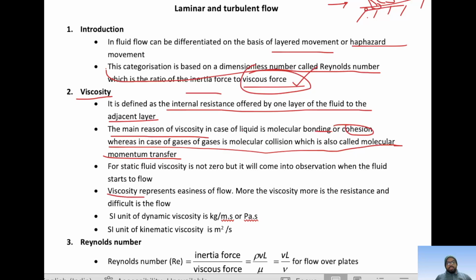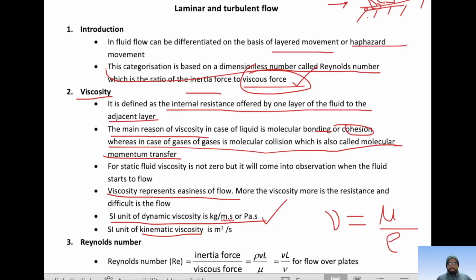Now, viscosity represents the easiness of flow, how easy a flow is. The more the viscosity, the more the resistance, and the more difficult the flow. The basic relation we should remember is: more viscosity, more resistance; more resistance, difficult to flow. The SI unit of dynamic viscosity is kg per meter second or pascal second. Kinematic viscosity is represented by nu and is equal to dynamic viscosity divided by the density of the fluid, and its unit is meter square per second.